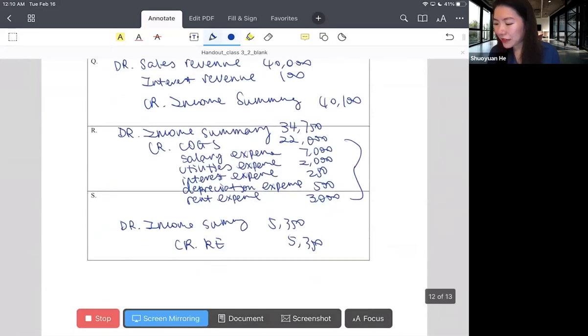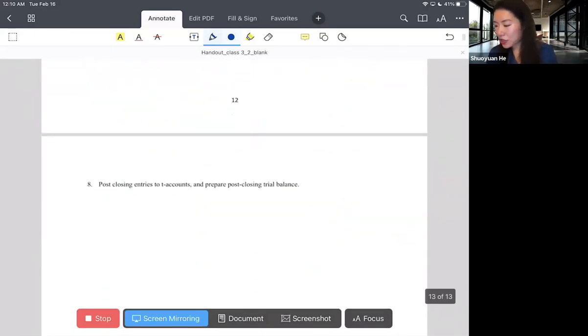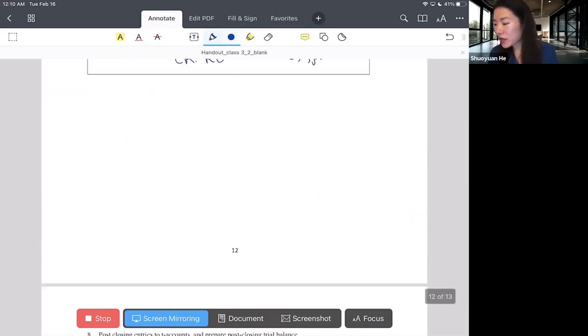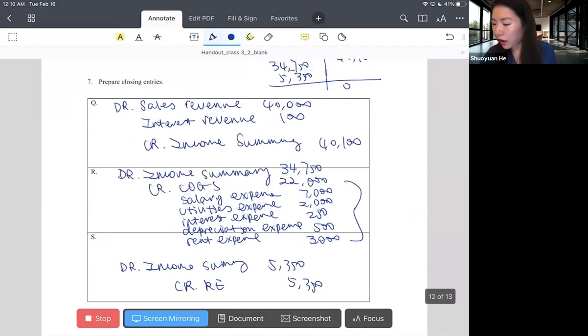After this step, the next step is to prepare the post-closing trial balance. Basically we post all of those closing entries to their respective T accounts. After those closing entries, all of your temporary accounts should be closed out to zero, so you don't have any balance for your temporary accounts. The only accounts that have balances will be your permanent accounts.